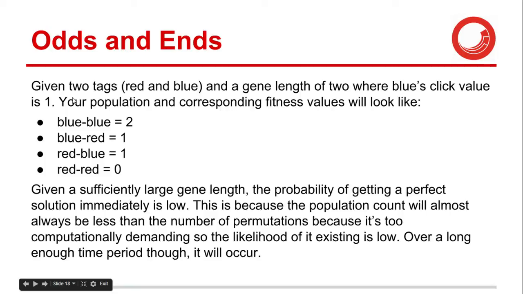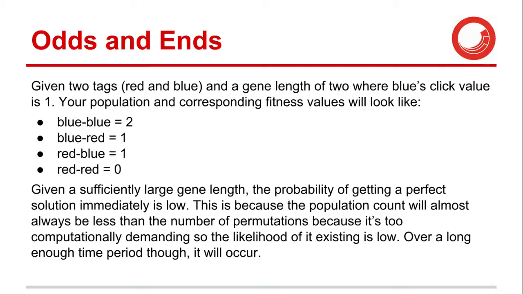So, odds and ends: the odds of something happening, and the endpoints of the algorithm, or the solutions. Let's say you have a genotype that only has 2 tags, with a length of 2, and you click blue 1 time. Your population is going to look like this: blue blue, blue red, red blue, and red red. These are your only combinations.